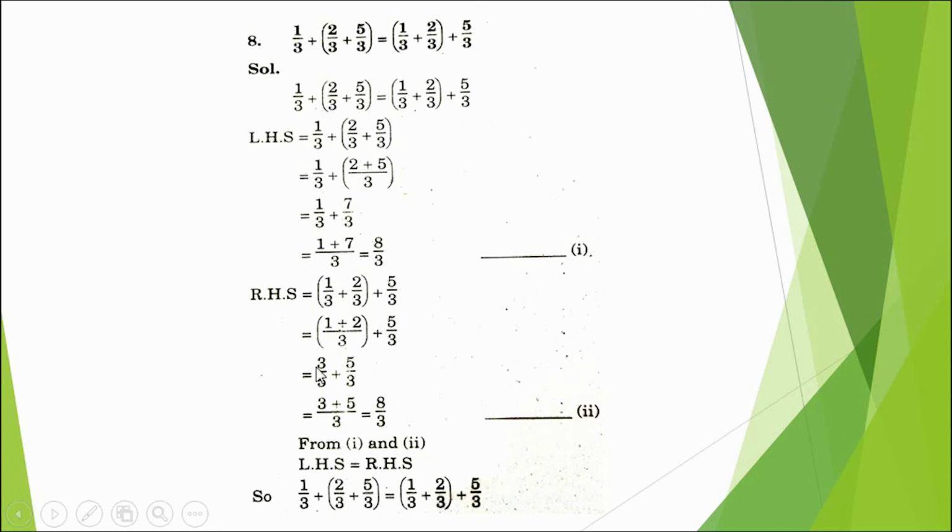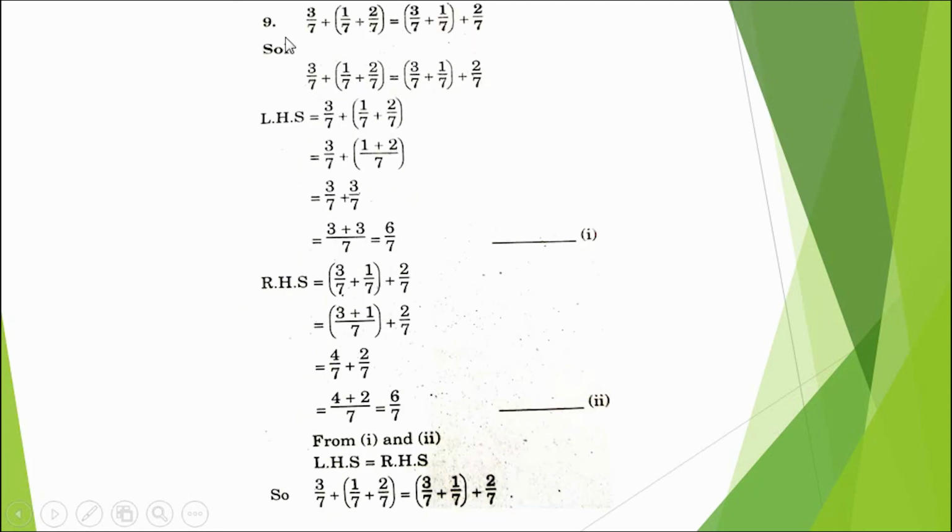Now plus 5 over 3. Now the denominators are the same, we write 3 in the denominator and 3 plus 5 one time. Now 8 over 3 is equal to the right hand side. Now left hand side is equal to 8 over 3, right hand side is equal to 8 over 3.